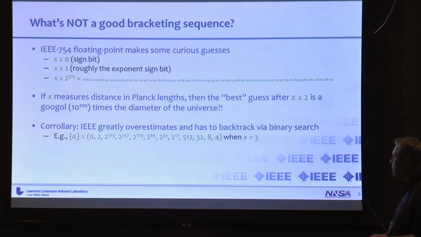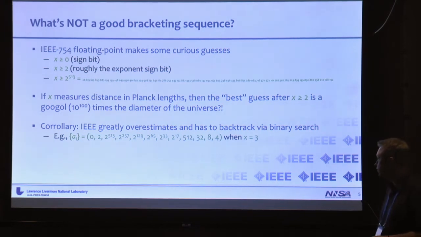So what ends up happening here is that we get this sequence, right: 0, 2, that's greater than 2, then 2 to the 513th, and then we have to backtrack all the way back here. So if our number was actually 3, then we made all these ridiculous guesses until we got back to something that's more reasonable.